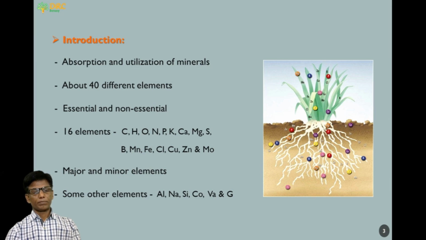Then the minor elements. The elements which are required in small quantity are called as minor elements. The minor elements are also known as microelements, micronutrients or trace elements. The minor elements are boron, manganese, iron, chlorine, copper, zinc and molybdenum. In addition to these major and minor elements, plants also require some other elements, that is aluminium, sodium, silicon, cobalt, vanadium and gallium. This is the introduction about the mineral nutrition. Now we will see major and minor elements one by one in detail.